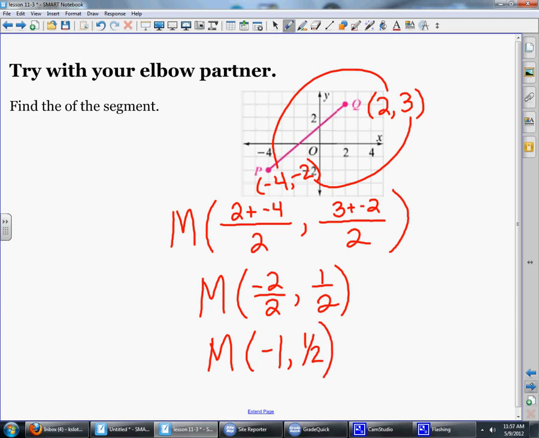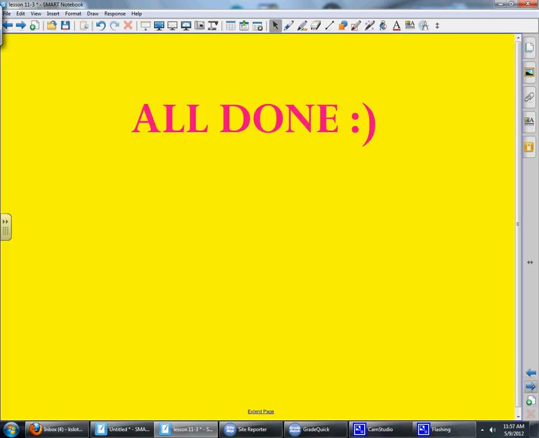So let's check and see. If we go to the left 1 and up 1/2, that is the midpoint, and that looks like the midpoint of that line.